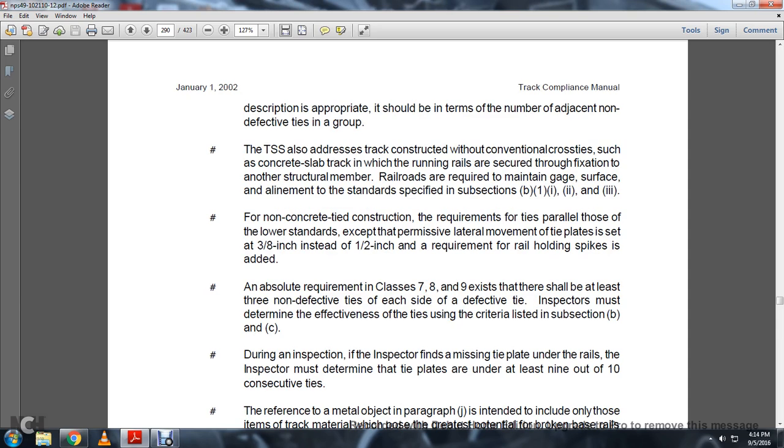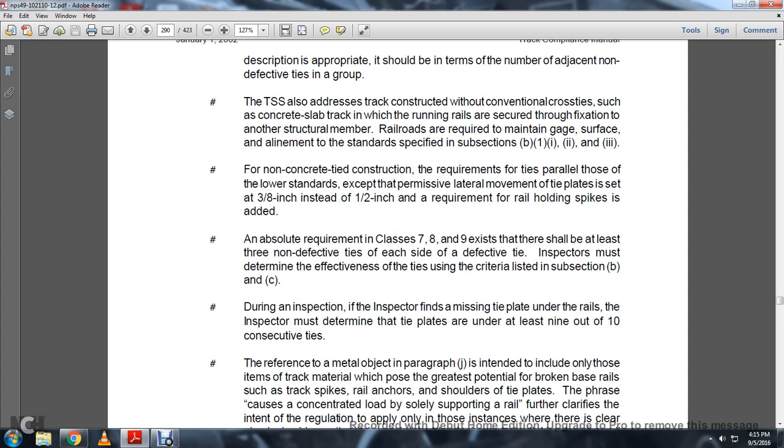The track safety standards also address the track constructed with other than conventional cross ties, such as the concrete slab track with the running rails, the fixation, and another structural member. Railroads are required to maintain the gauge for the surface alignment with the standards specified with subsection B 1, 2, and 3. For non-concrete tied construction, the requirements for the tie parallel those lower standards, except for the permissive lateral movement of the tie plates, set by 3/8 of an inch instead of 1/2 inch. Requirements of rail loading holding spikes is added. Absolute requirement of Class 7, 8, and 9 exists that there shall be at least 3 non-defective ties on each side of the defective tie.